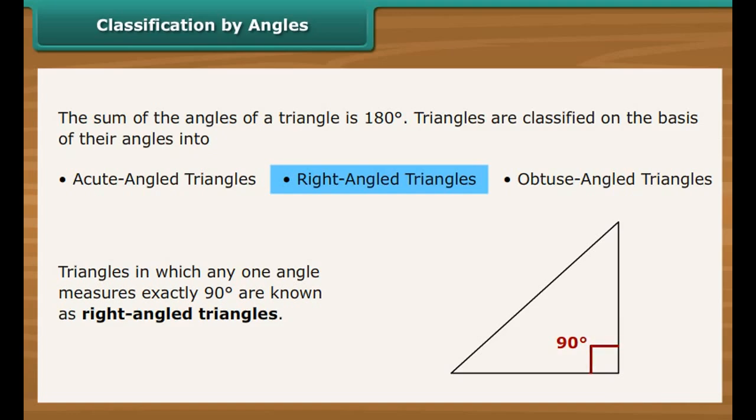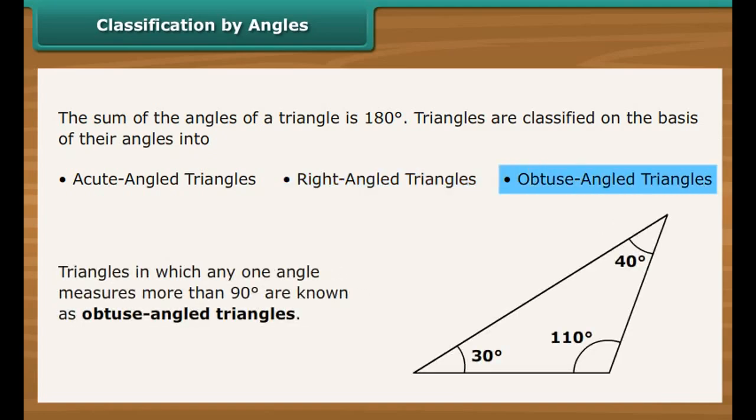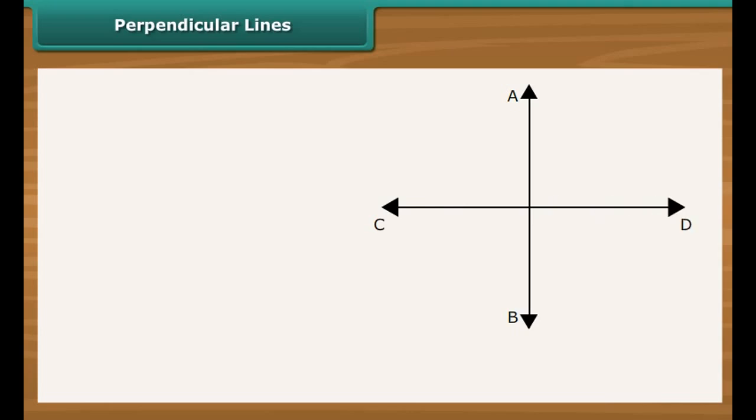Perpendicular lines. Look at these two lines. AB intersects CD. The point of intersection of the two lines is O. The four angles formed at the point of intersection are 90 degrees each. Therefore, the two lines are said to be perpendicular to each other.